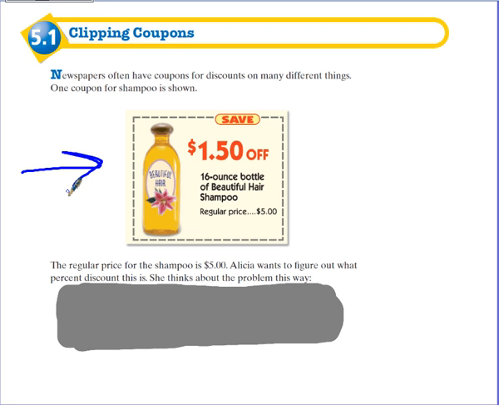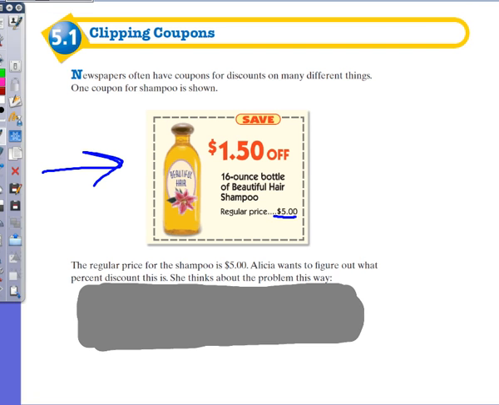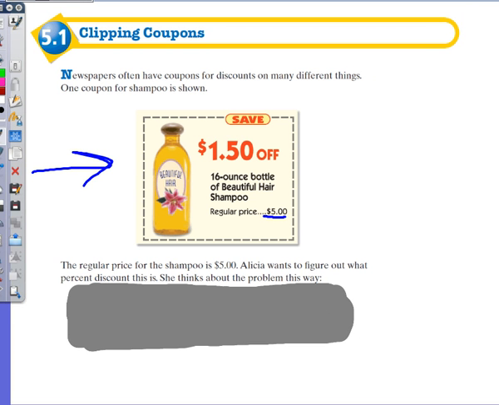So they have this shampoo coupon for $1.50 off, regular price $5. What we want to do is find out what is the percent discount this is. How can we find the percent of discount that we're saving? If we have another coupon that just tells us the percent off that we get, it might help us to compare which coupon is the better coupon to use or a better store to go shopping at. So let's think about how we can find the percent savings when I save $1.50 from $5.